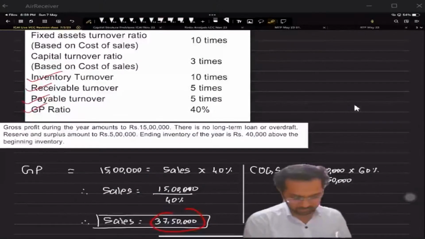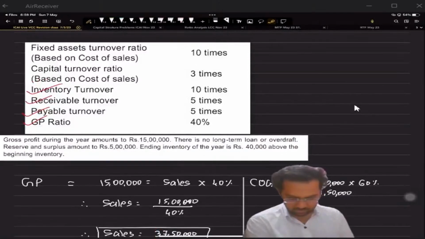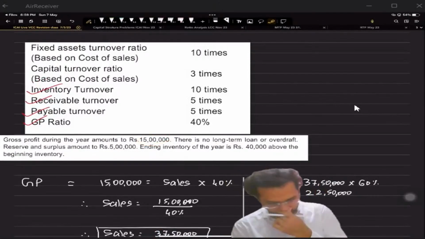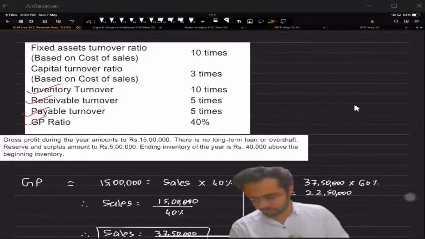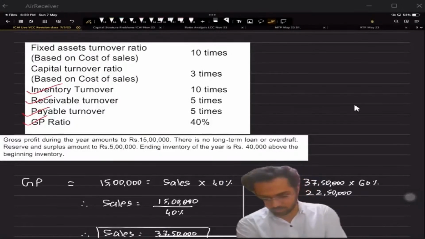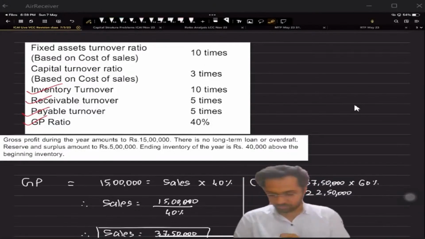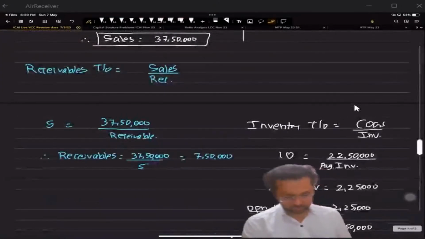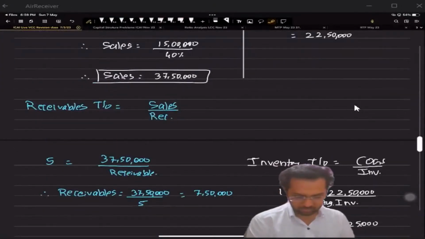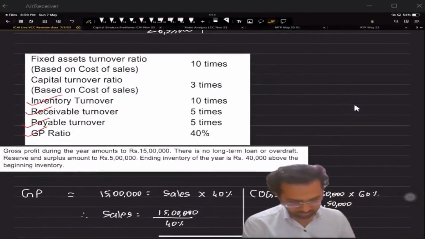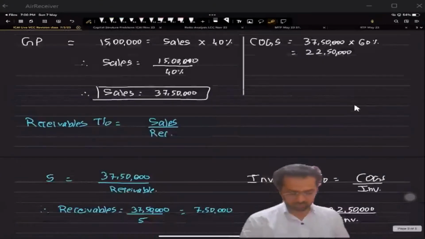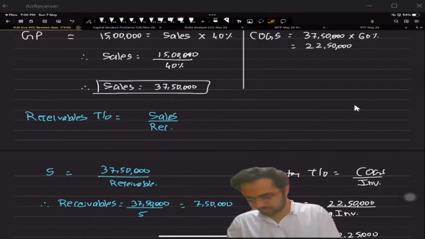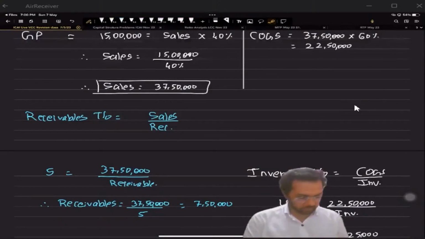So we took the sales as 37 lakh 50, which is 15 divided by 0.4, 37 lakh 50. And on that, you can say 60% is supposed to be the COGS. We have it correct. Then we have the receivables. Reserves and surplus is 5 lakh. Ending inventory is given. Now receivables will be, of course, 37 lakh 50,000 divided by 5, which is 7 lakh 50.